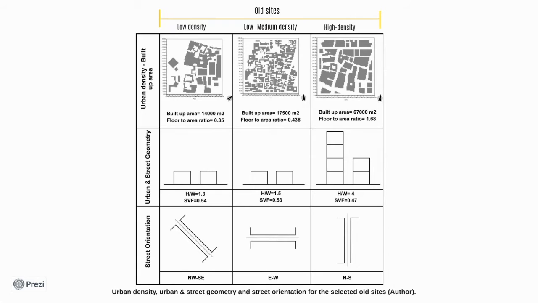The height to width ratio and the sky view factor were calculated and showed that the high density area recorded the highest height to width ratio and the lowest sky view factor. The street orientation was analyzed for each site as well. It was noted that in the first model, which is Al Marija area, the urban canyons are in the same direction of the prevailing wind, which is the northwest.